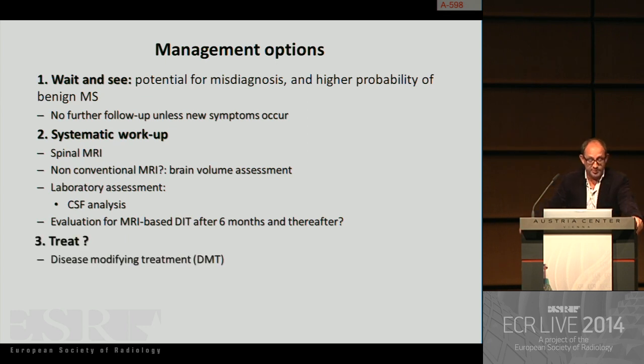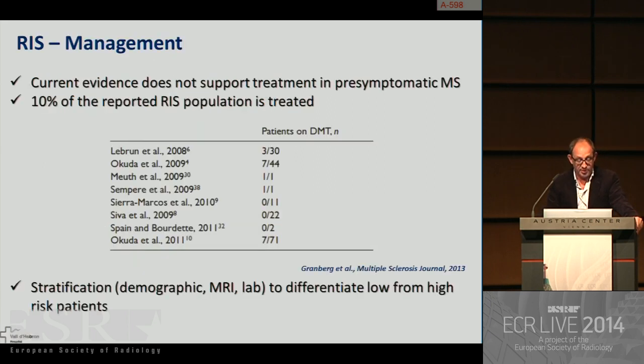And what about the treatment? It's not clear if we have to treat these patients with different disease-modifying treatments. And in fact, if we review the literature, and this is data coming from this systematic review, about 10% of the reported patients or subjects with a radiological isolated syndrome are being treated in some places, although there is no evidence that supports treatment in this population.